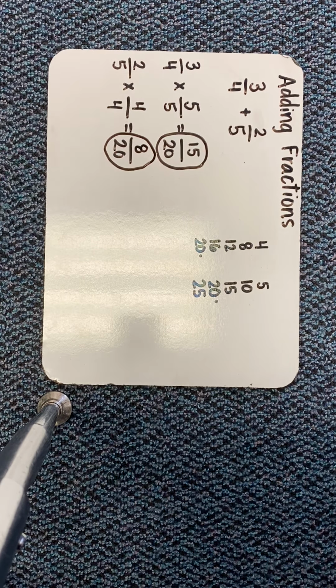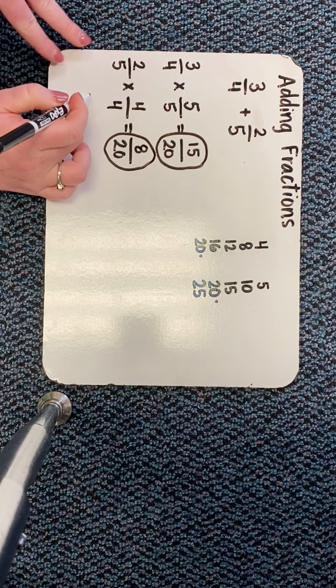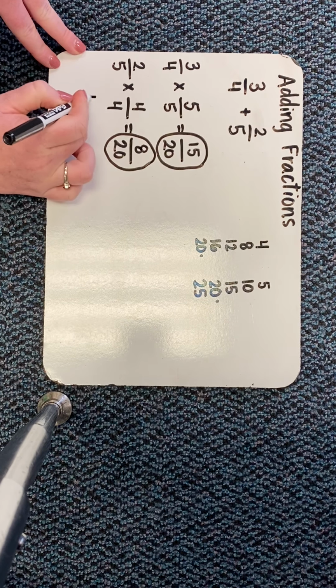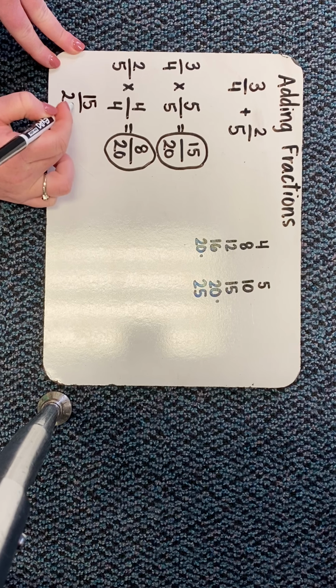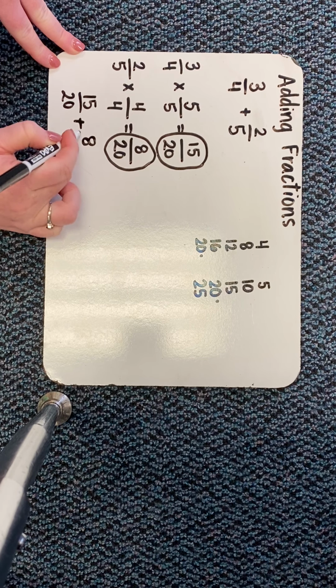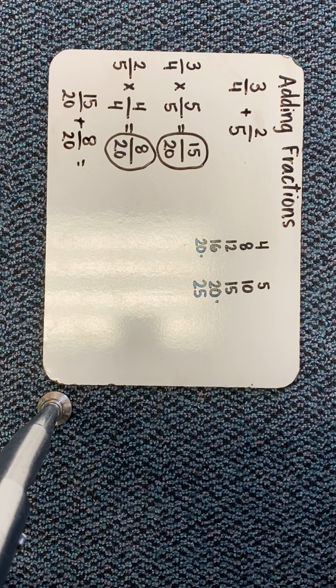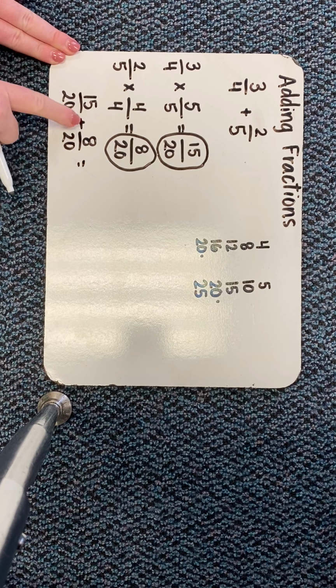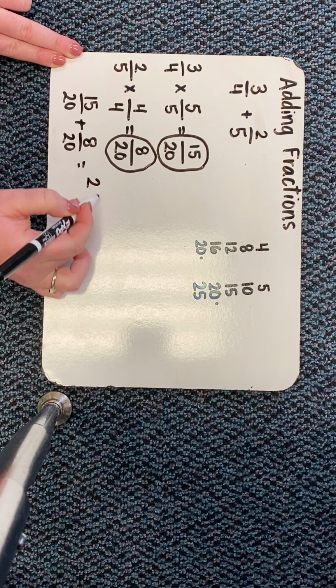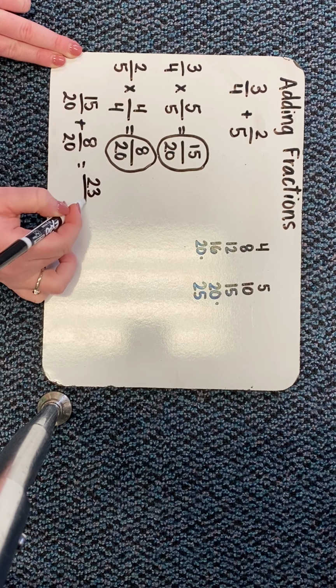Now I have to take my newly found equivalent fractions and add those together. 15/20 plus 8/20. Now that I have the same denominator, I can add straight across. Numerator plus numerator. 15 plus 8 is 23.